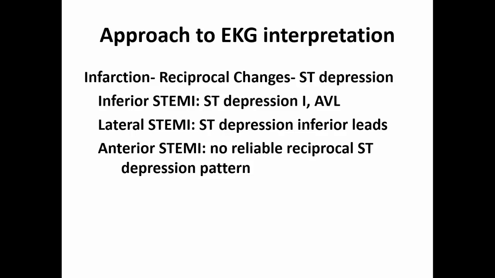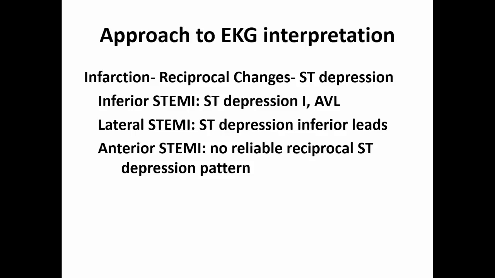Generally, in infarction, you're going to see something called reciprocal changes. Reciprocal changes are ST depression in leads that are sort of in the opposite direction of the leads you see in the STEMI. So what I mean by that, for an inferior STEMI, you have ST elevation in the inferior leads. The opposite leads tend to be leads 1 and AVL, and you'll see ST depression there. For a lateral STEMI, which is leads 1 and AVL, or possibly V5 and 6, you may see ST depression in the inferior leads because those are sort of the opposite leads to the lateral leads.